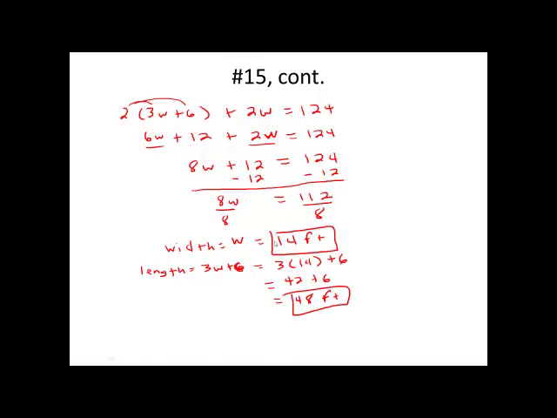Okay, so that is how you would set one like that up and solve. Remember, perimeter means the distance around a figure, and remember that the opposite sides of a rectangle are equal. Okay, that's it for part 1 of problem solving for lesson 10.6.